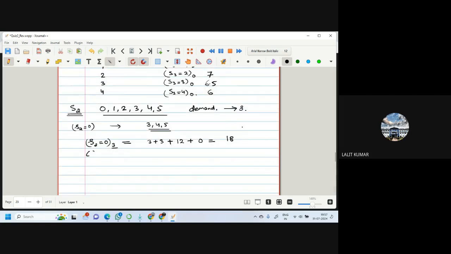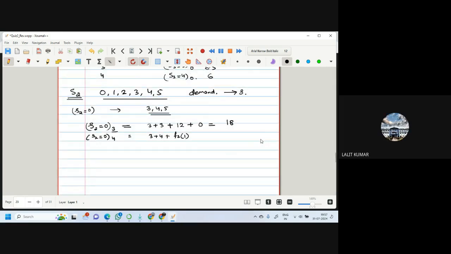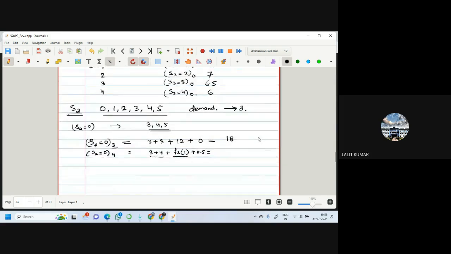Now S2 is equal to 0. I order 4. So this becomes 3 plus 4. But here which F3 will I reach? F3 1 state, where I'm carrying 1. Yes. Correct. Now F3 1 lowest is how much? 10. Okay. And I will be carrying 0.5. So this will become 7 plus 10, 17.5.